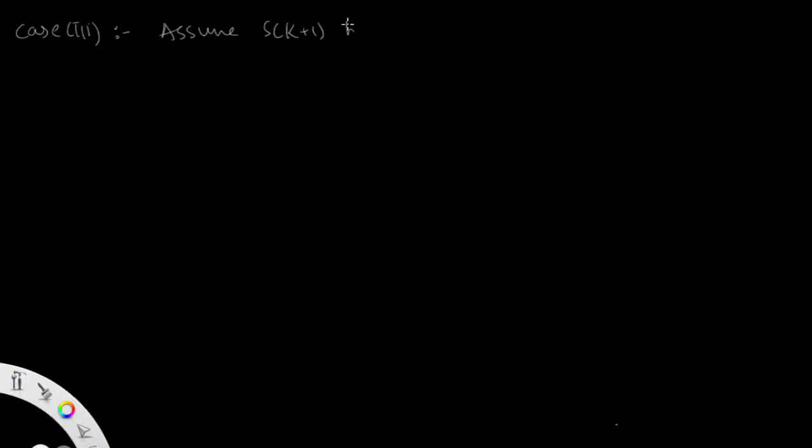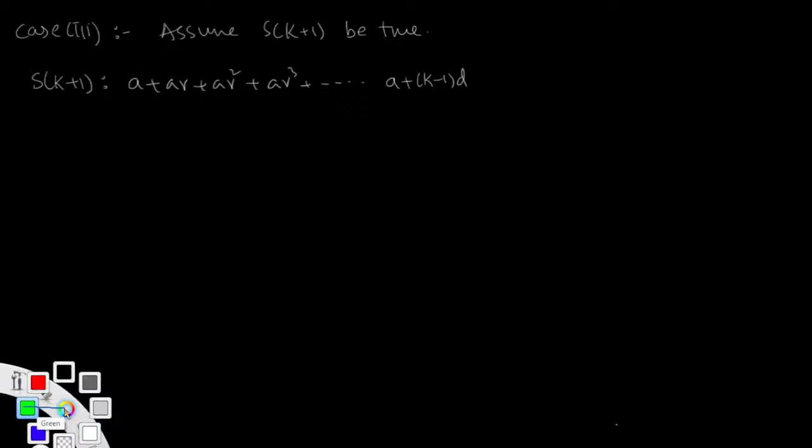Then let us assume that S of k plus 1 be true. Therefore, S of k plus 1 is a plus ar square plus ar cube, going on till a plus k minus 1 into d. Now here we write up to k terms, we have finished. Now write the k plus 1 term, we don't know this term, that is why kept the same.